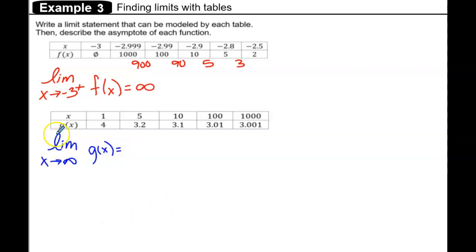Now let's look at what the y values are doing as these x values are headed to infinity. We're going from 4 to 3.2, so we're going down. Then 3.2 to 3.1, that's flattening out. 3.1 to 3.01, we're approaching closer and closer to 3. That's our horizontal asymptote, which would be the limit as x approaches infinity.